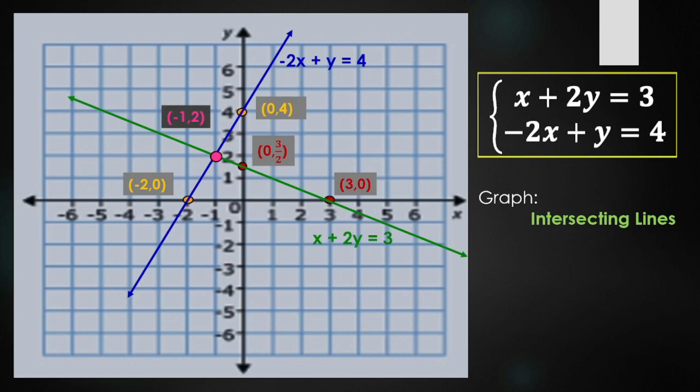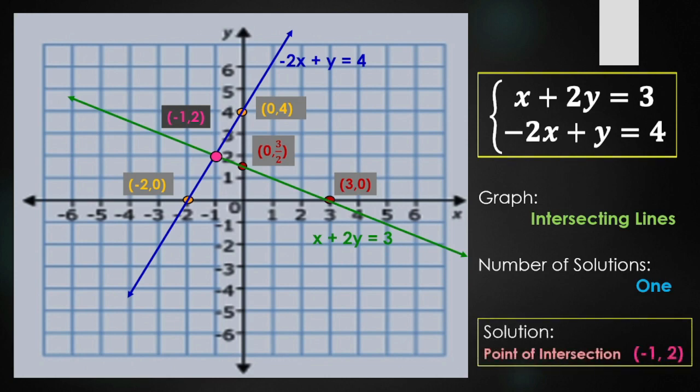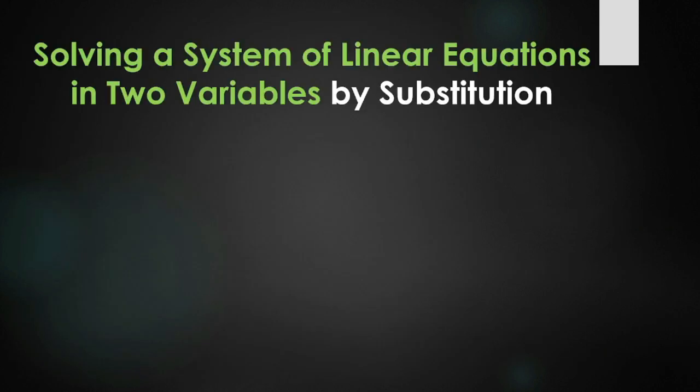If you still remember the different kinds of systems, if a system has graphs that are intersecting lines, it has only one solution. And what is that solution? That is the point of intersection. So in this case, the solution of the system x plus 2y equals 3, negative 2x plus y equals 4 is the point of intersection. And that is negative 1, 2. So this is the graphical method of solving systems of linear equations in two variables. Let us proceed to the next method.